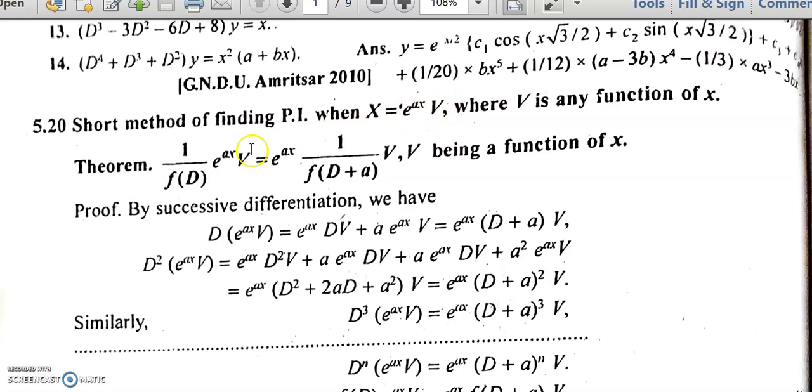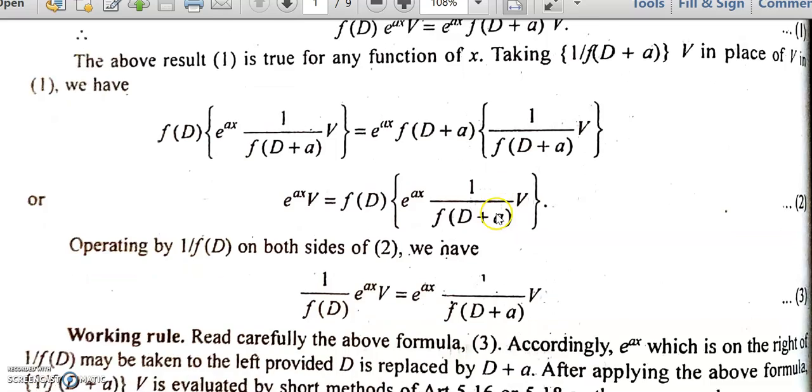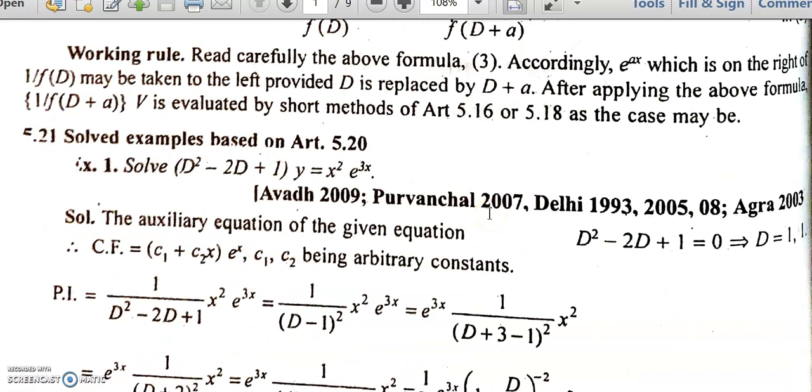Okay, so in this case the theorem is that 1 by f of D operating on e to the power ax into v, as you saw in your earlier lecture, e to the power ax comes out before 1 by f of D, and D will be replaced by D plus a. And these things operate on v, where v is any function of x. Now we'll see how we can use these things.